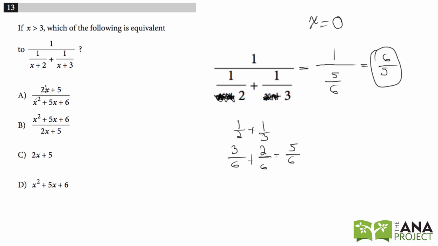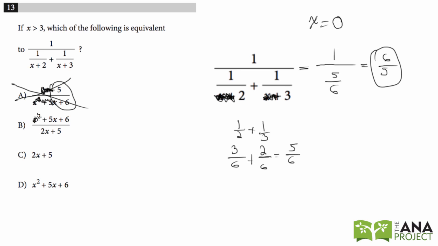So 2 times 0 would be 0. So 0 plus 5 is 5. So we're left with 5 in the numerator. And then 0 squared, that's 0, plus 5 times 0, that's 0. So we're left with 6 in the denominator. So 5 over 6. Well, that's not 6/5. So we're going to get rid of answer choice A. Let's try answer choice B.